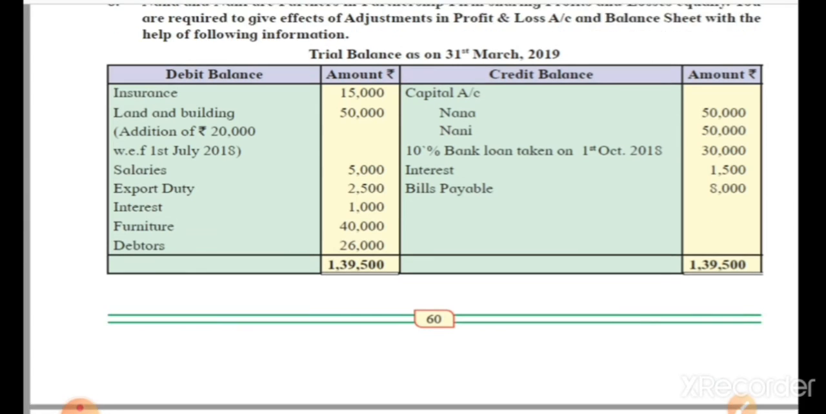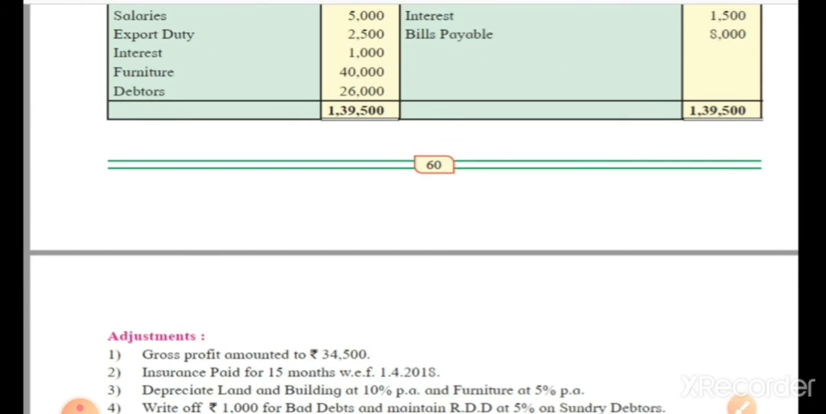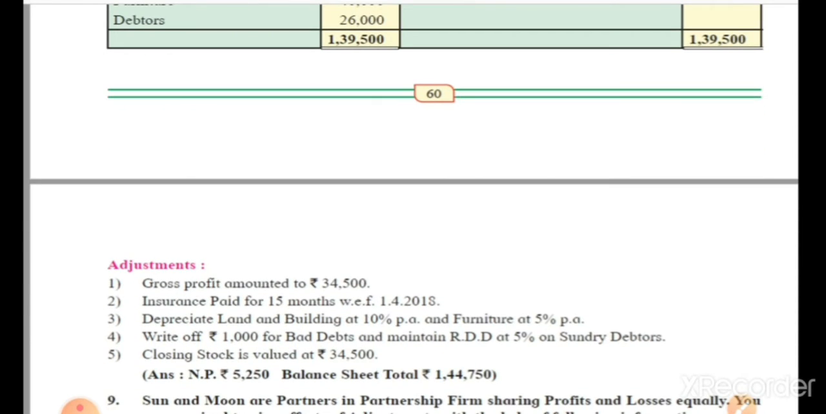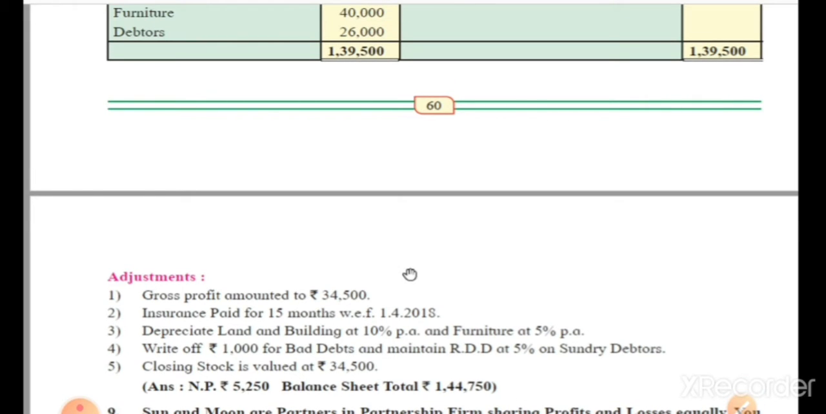It means here the trial balance they provide us is tallied. Now we just read the adjustments. We know that every adjustment has two effects. Okay, so we first of all read the adjustment, and simultaneously we put a tick mark before the adjustments related to the trial balance item. So first adjustment, there is a gross profit amount of rupees 34,500. From this first point we understood that here is only the information regarding the gross profit. We show it in the profit and loss account credit side.